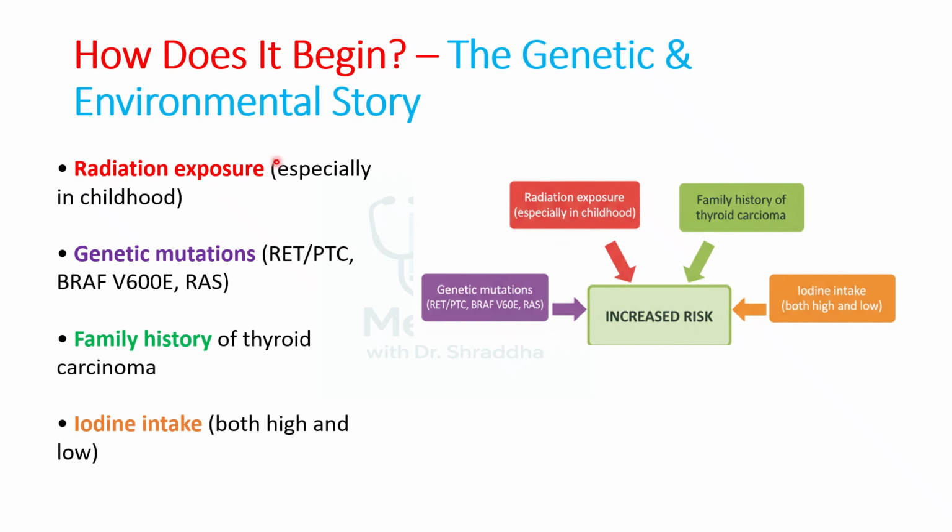Now, the main culprit is radiation exposure, but genetics also play a big role. Add to that family history and iodine intake, and you have got a perfect recipe. So, if you see a case history with radiation exposure in childhood, PTC should be your top guess.